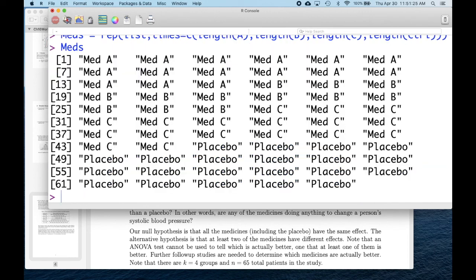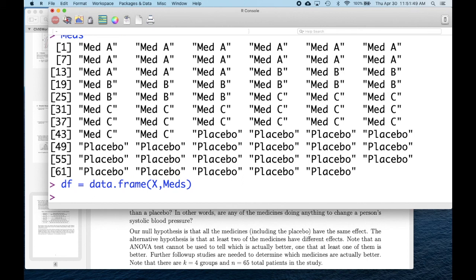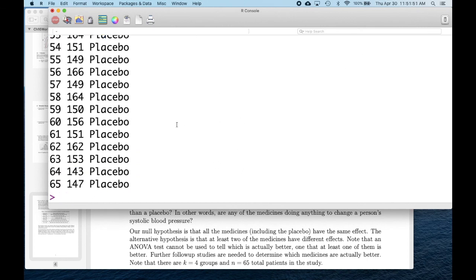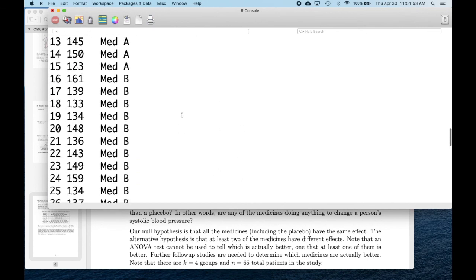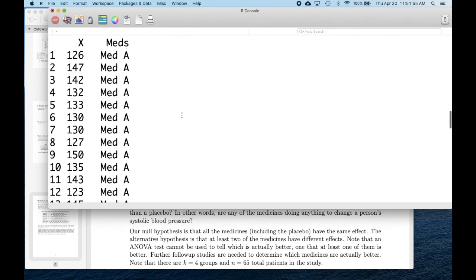And then we're going to have medicine A listed 15 times, B is 12 times, C is listed 17 times, and so on. Okay. Finally, we're going to construct our data frame. So data.frame. And our data frame is going to consist of our terms X against the medicines. And so this is kind of a cool way to make a table in R. So this has all of the values that we had.